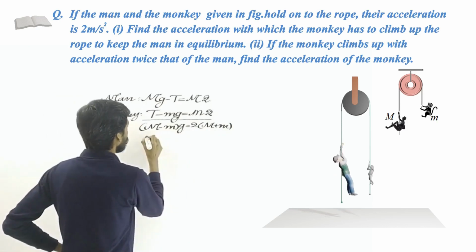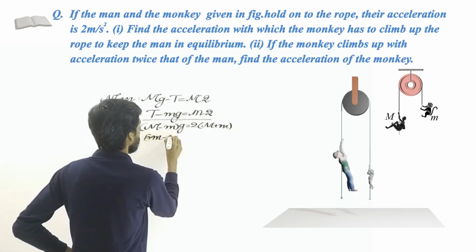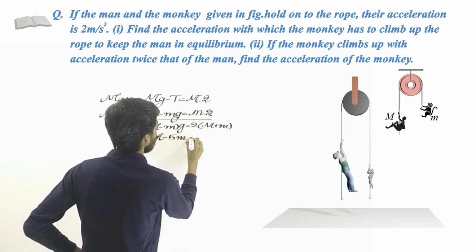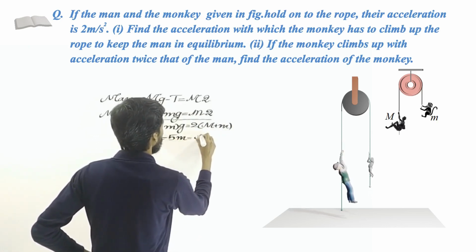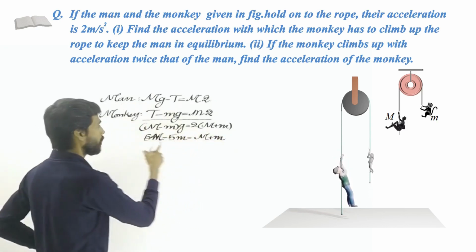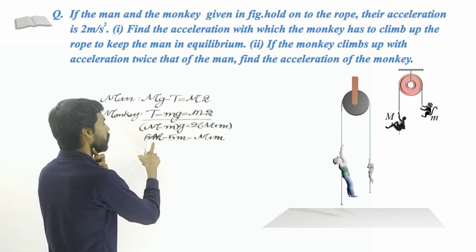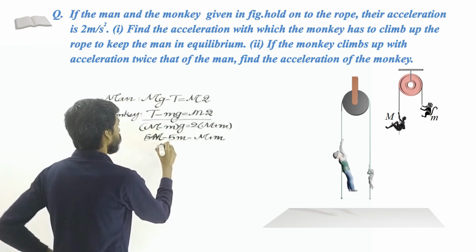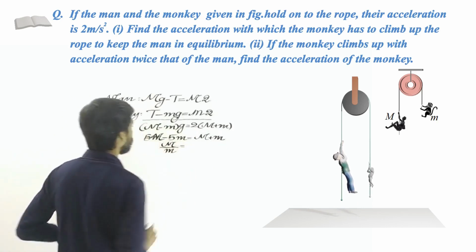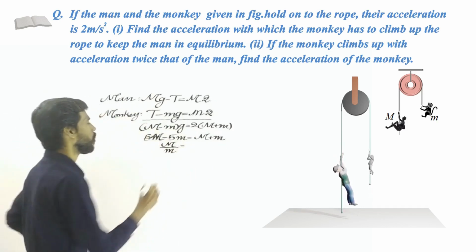So taking the value of g to be 10, this is 5 capital M minus 5m, and that equals this, M plus m, right? So what is the relation? This is 4M equal to 6m, right? So M divided by m, this ratio, is 6 by 4 or 3 by 2.